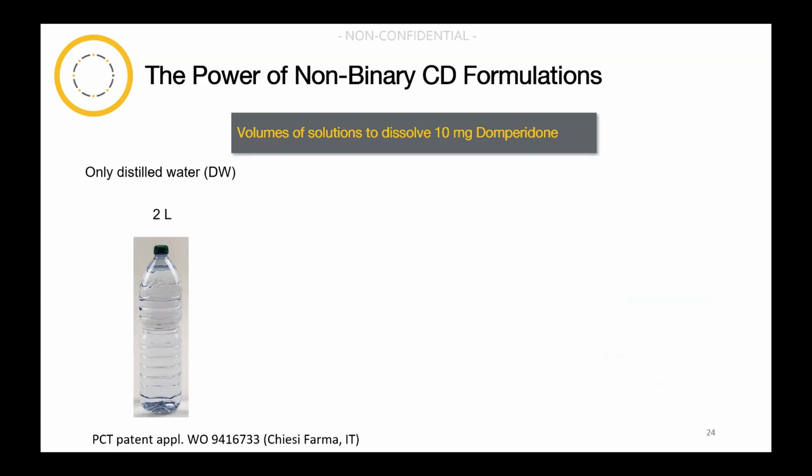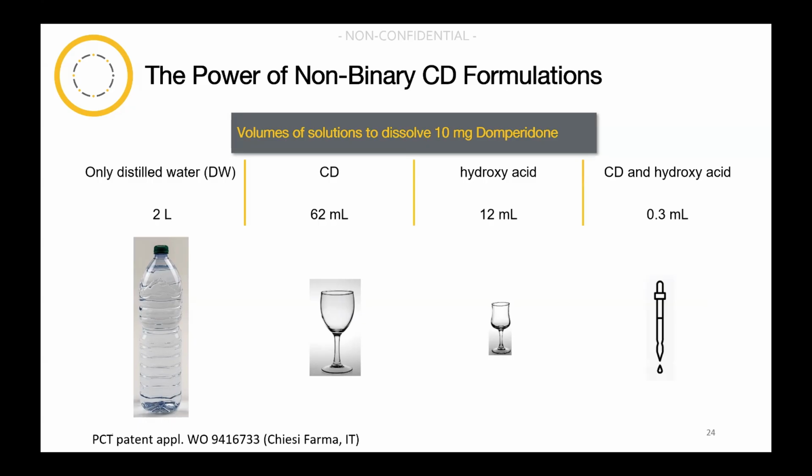So one more very nice example: 10 milligram of domperidone can be dissolved in 2 liters of water, in 62 milliliters of cyclodextrin solution, in 12 milliliters of hydroxy acid solution. But if you combine this cyclodextrin with the hydroxy acid, it can be dissolved in less than 1 milliliter of water, which is a huge increase in solubility.